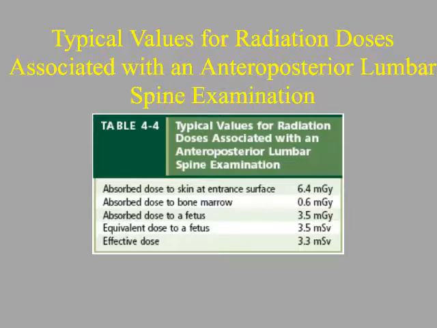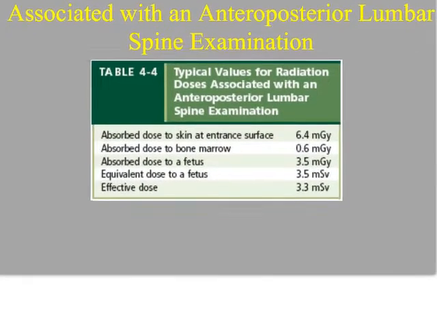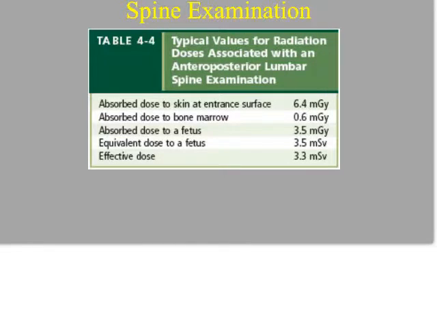Here's just an example of how these things may be distributed across the body during radiation exposure with an AP lumbar spine. And so the skin, you're going to see on the anterior surface, is going to receive the majority of the exposure. And then the bone marrow, if there were a fetus within that area, it would receive another significant dose. So the effective dose can be calculated at 3.13 millisieverts.